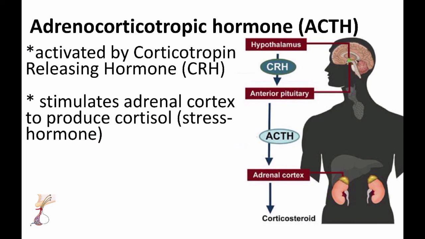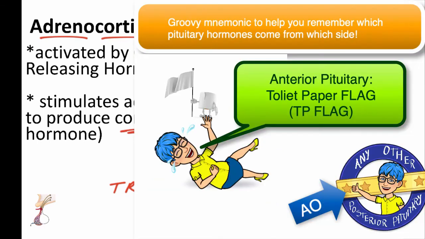Adrenocorticotropic hormone is activated by corticotropin releasing hormone, and it stimulates the adrenal cortex to produce cortisol. Adrenocorticotropic hormone seems like a serious mouthful, but remember that cortex means bark, so we're talking about the outer layer of the adrenal gland, and the word tropic means change. So it's the hormone that changes the response of the adrenal cortex.